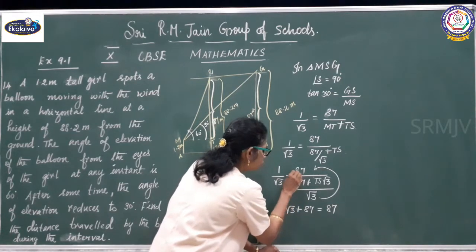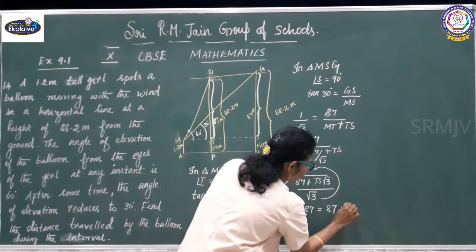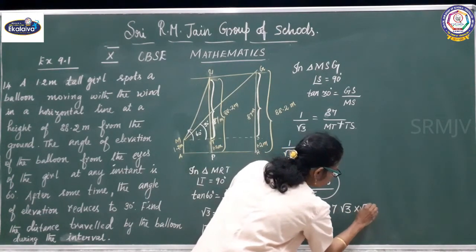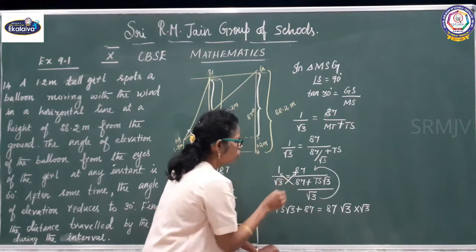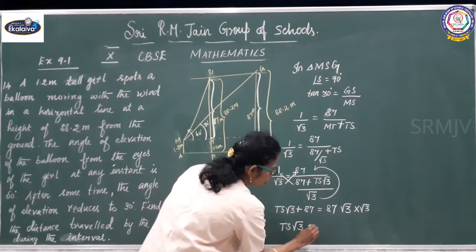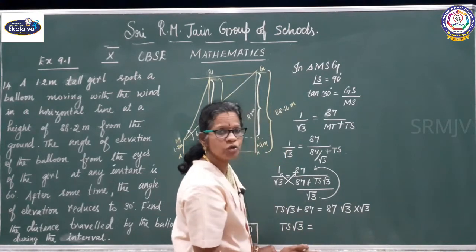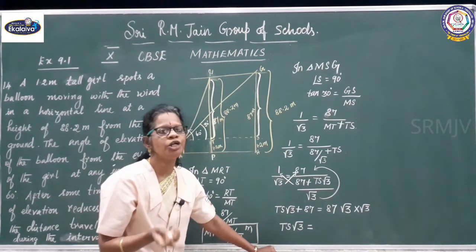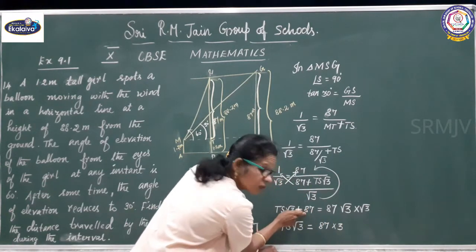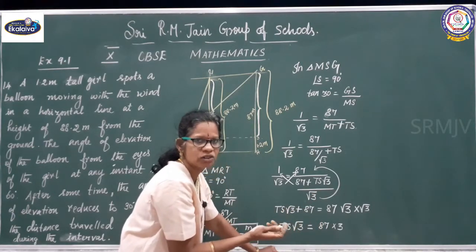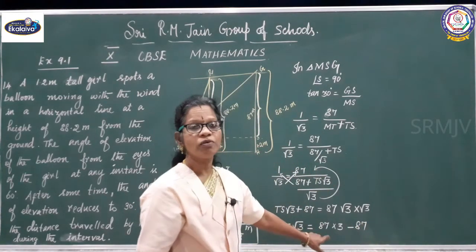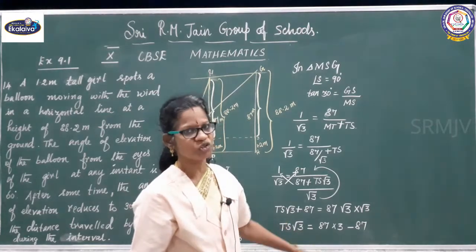87. This also you should shift to this side. 87 root 3. One more root 3 is also going to the numerator. So root 3 into root 3. Got it, children? Now TS root 3 equals 87 root 3 into root 3, it becomes 87 into 3. When you shift this 87 to the opposite side, it will act as negative. So minus 87. Right. Now it looks like your distribution law over subtraction.